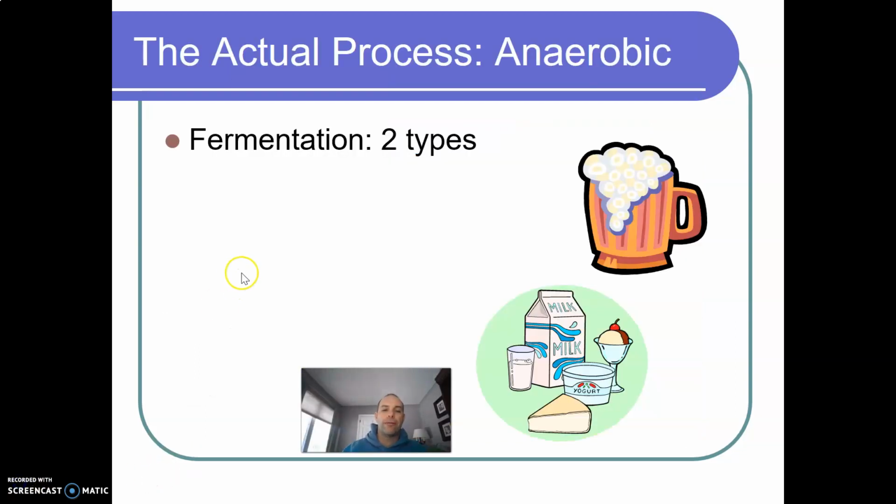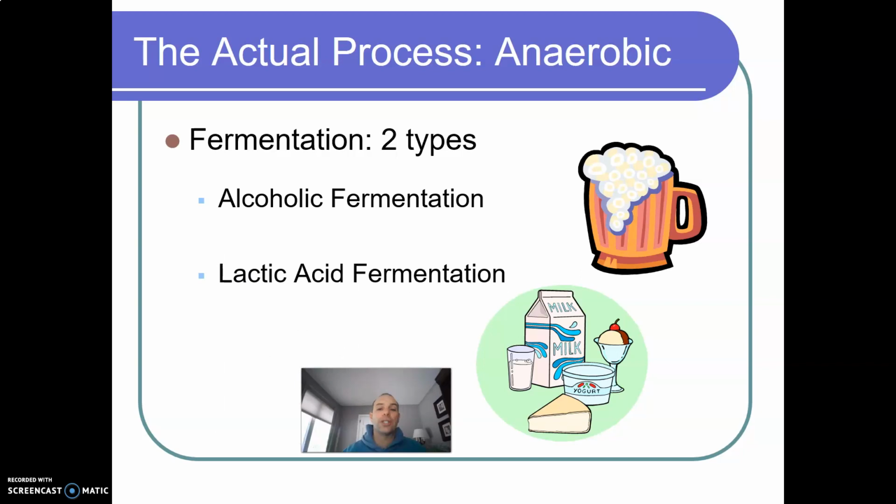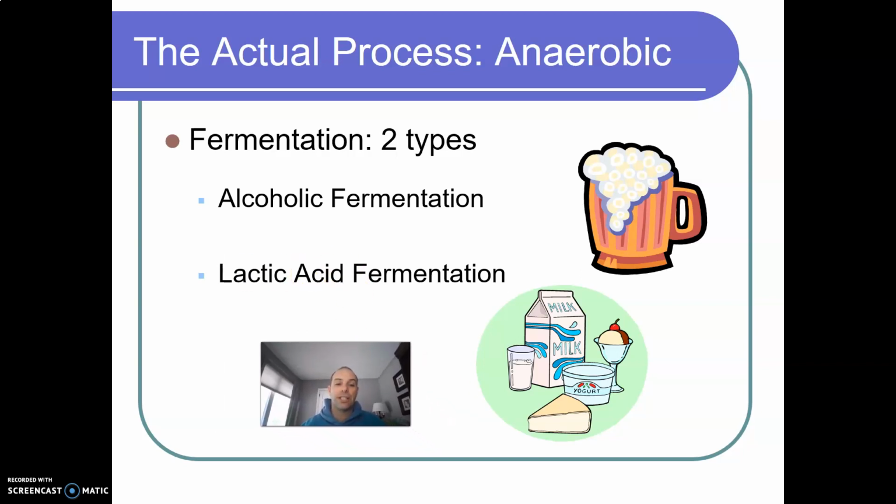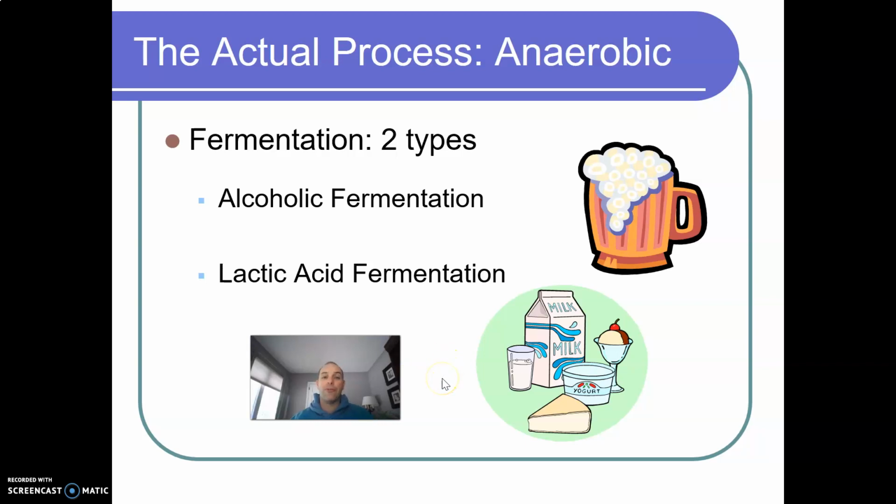Now, to anaerobic respiration, there's 2 types of fermentation. One is called alcoholic fermentation, which is exactly what you think, used to produce alcohol. And 2 is called lactic acid fermentation. Milk products or dairy products use lactic acid fermentation, which is why if you are lactose intolerant, you take Lactaid to stop the lactose.